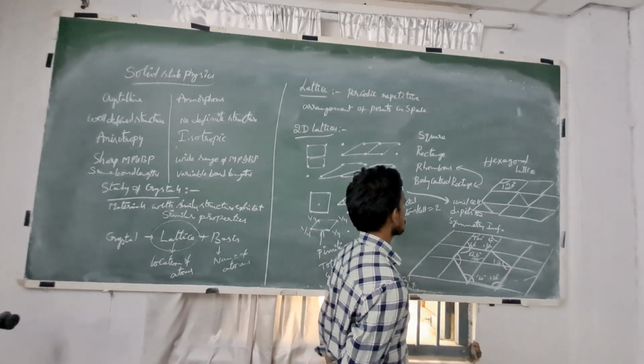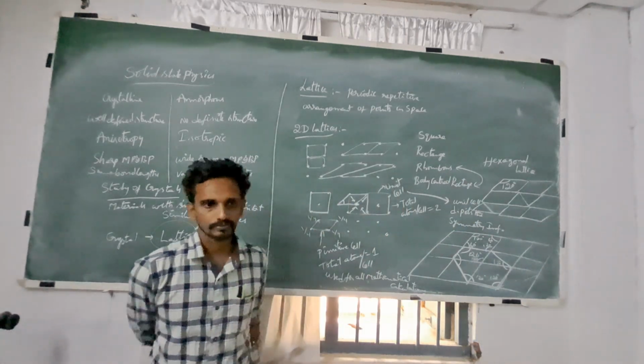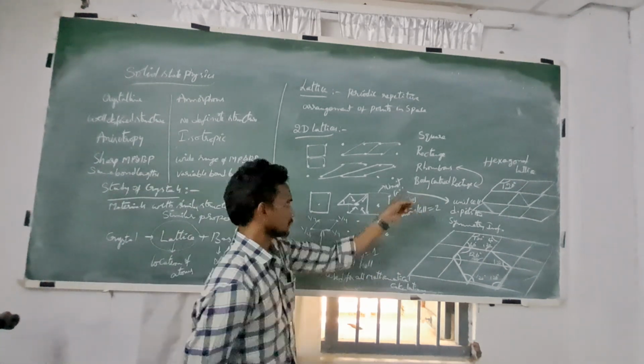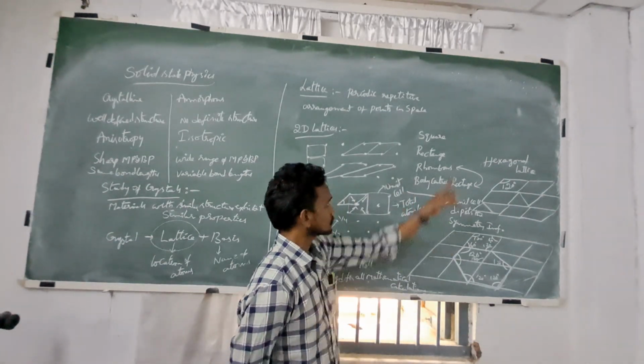So that is one special case of rhombus structure. And this body centered rectangle is also a special case of rhombus structure. So the structures are square and rectangle.